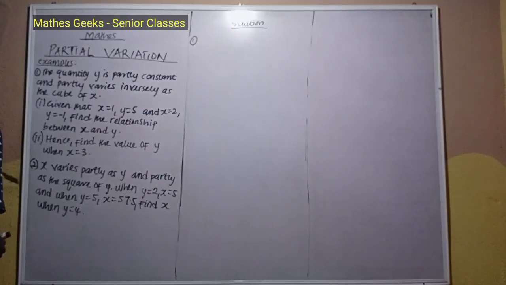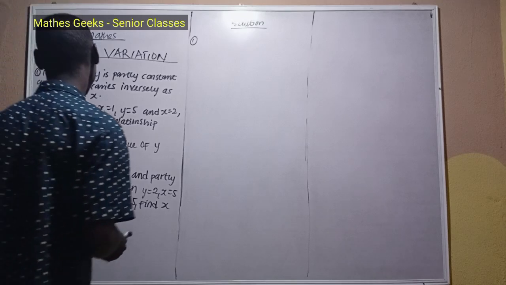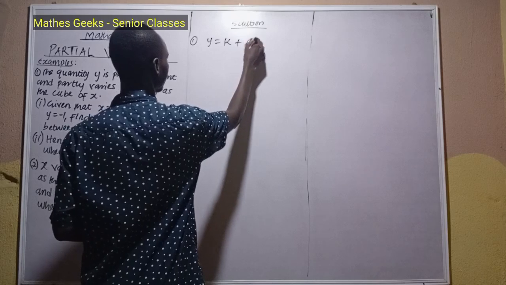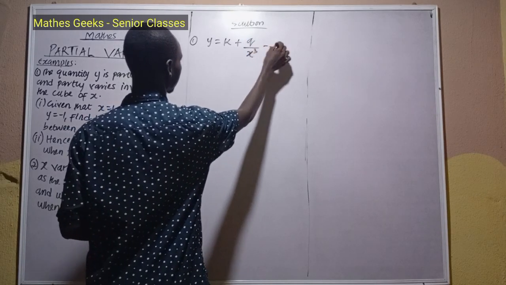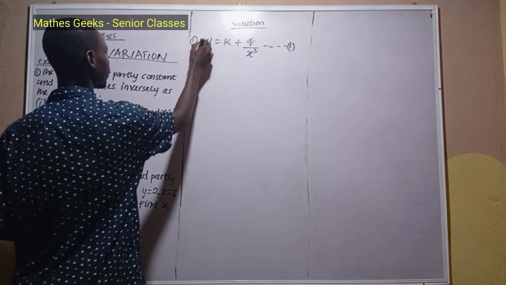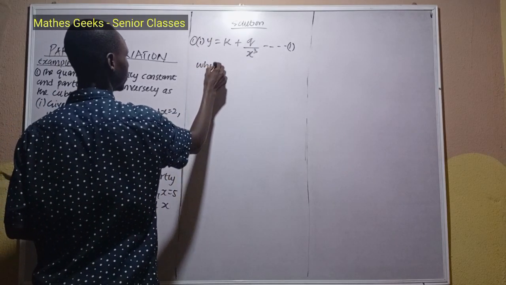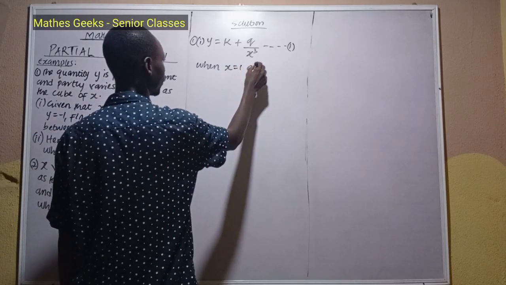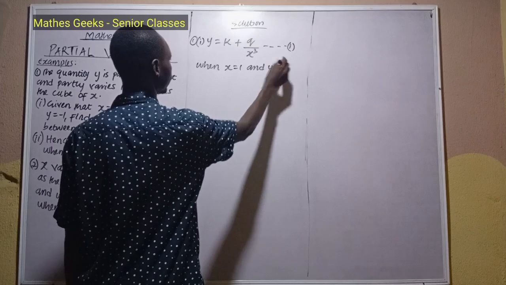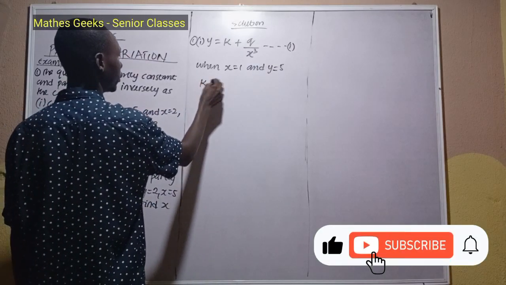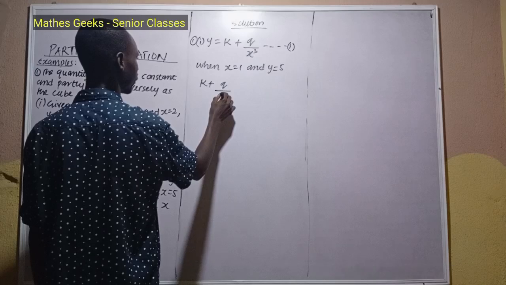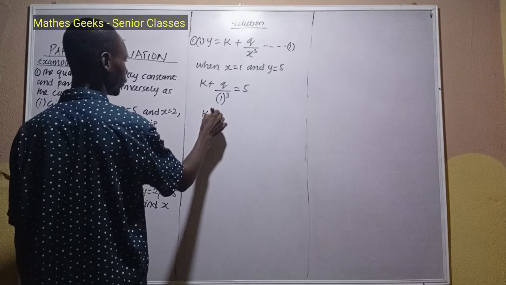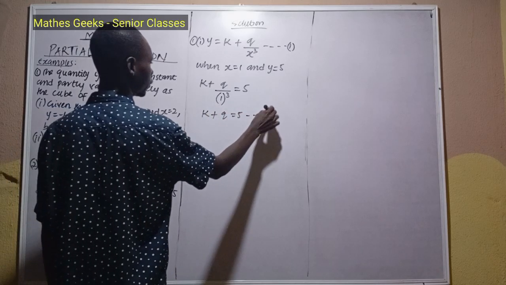The quantity y is partly constant and partly varies inversely as the cube of x. y is equal to p plus q over x raised to power 3, equation 1. So when x is 1 and y is 5, the equation becomes p plus q over 1 raised to power 3 equal to 5. 1 raised to power 3 is 1, so p plus q equals 5, equation 2.